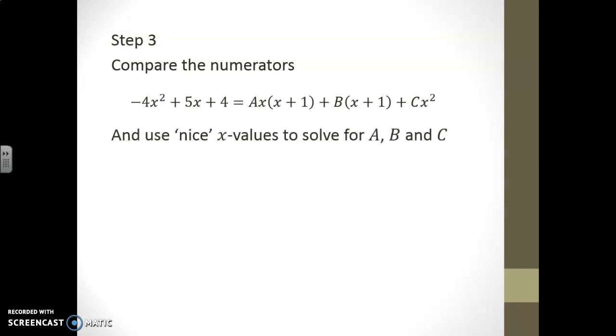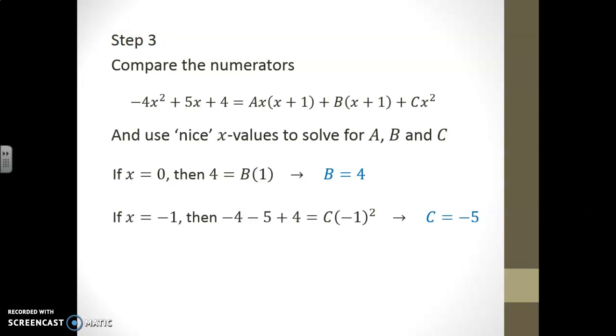The numerators can be made equal, or the constants for a, b, and c can be found by using nice x values. When I say nice x values, we're looking for values that can help us focus on solving one of the unknowns rather than all of them at the same time. For instance, if x were to be replaced by 0, the left side of our equation will become 4, and the right side will have the a and the c terms disappear, leaving b times 1. And therefore b has to equal 4.